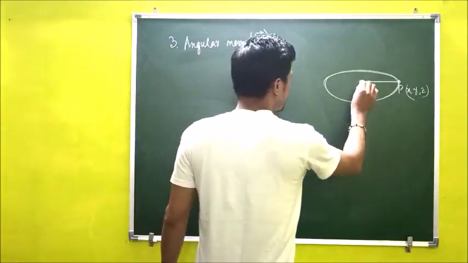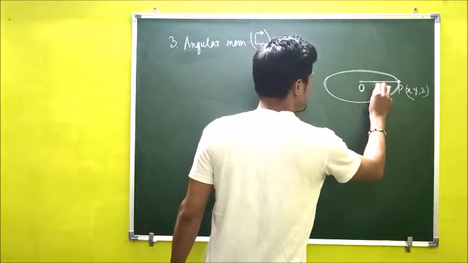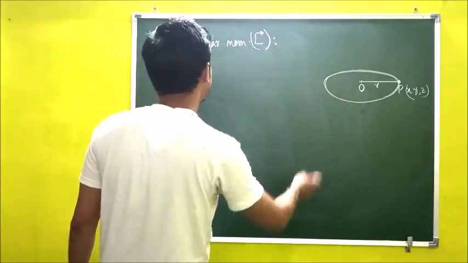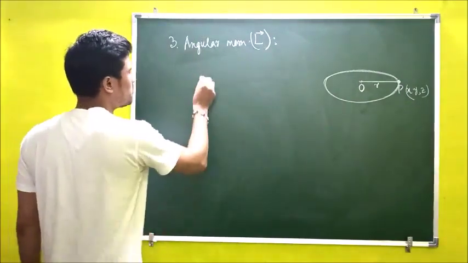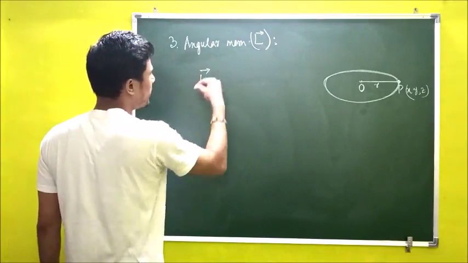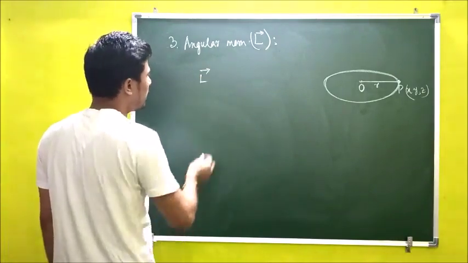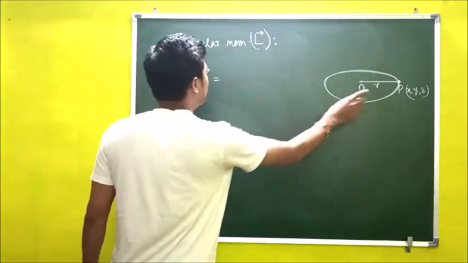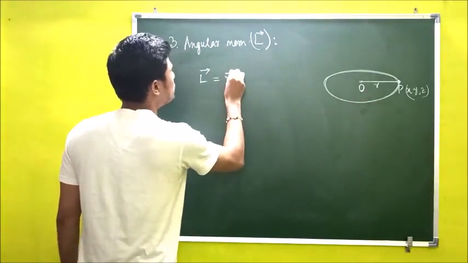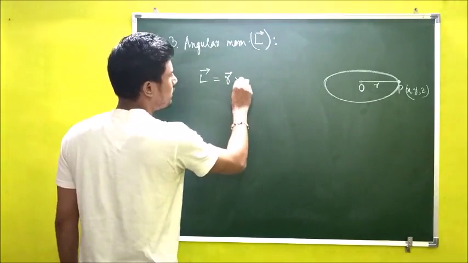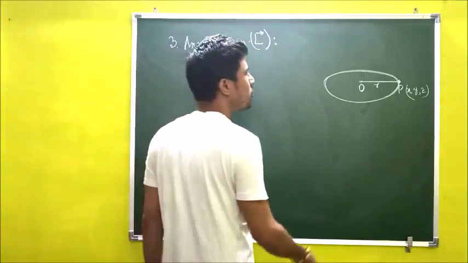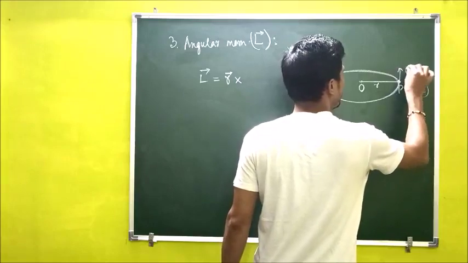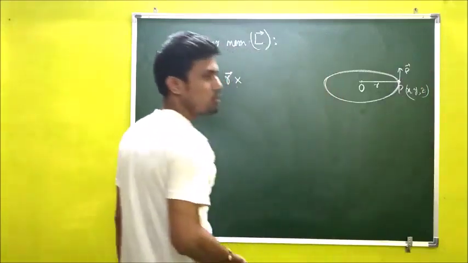For this particle, at this distance, the position vector is r. For this particle, the angular momentum L is given by the vector product of this position vector and the linear momentum of the particle. It is along the tangent at that point.